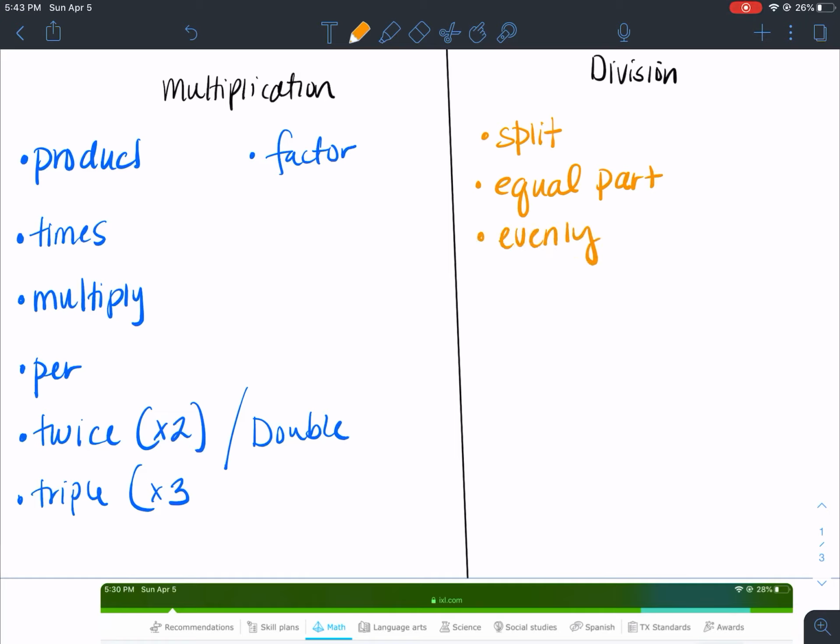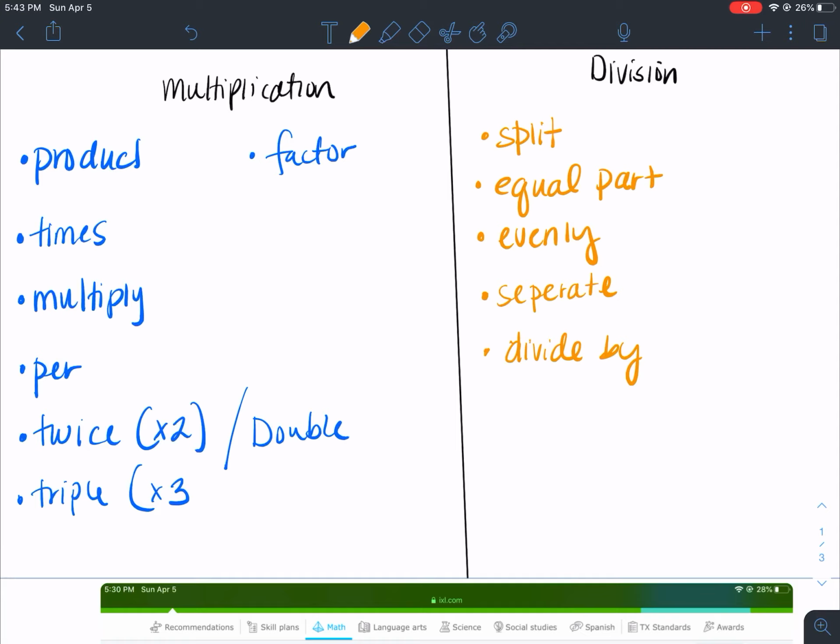If you're separating something, oh, that's another one. If you're separating something evenly, then that means you're dividing. Separate. Let's go ahead and add that one. Very obvious ones. Divide, right? If you see the word divide by, well, you know that you're doing division.